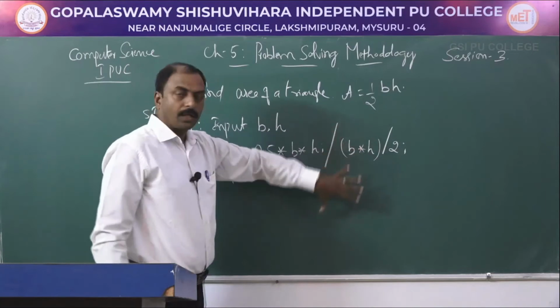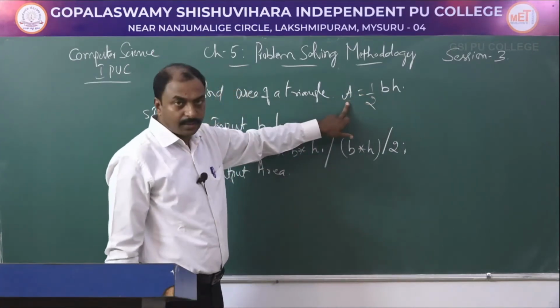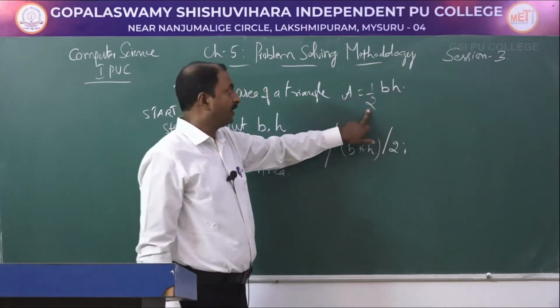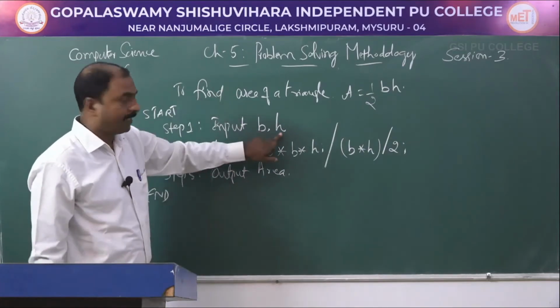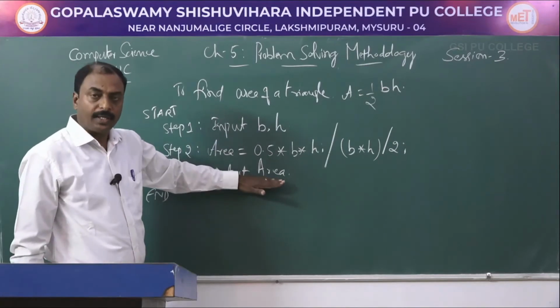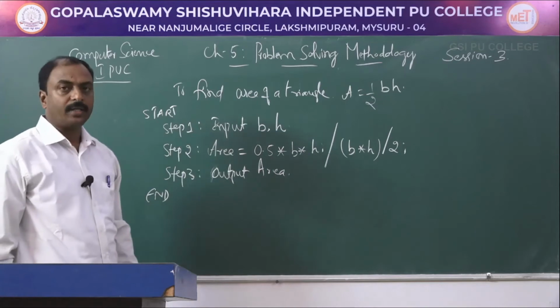See, we are writing the algorithm by looking at the formula. If you want to find out area, we should know the value of b and h. Here half is constant. So we have to enter the value of base and height, apply the formula, and next you have to output area. So this is an algorithm to find area of triangle.